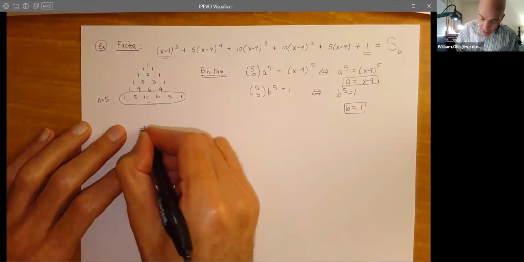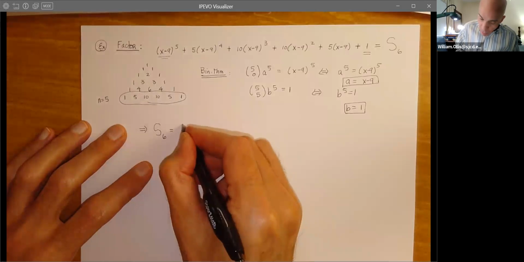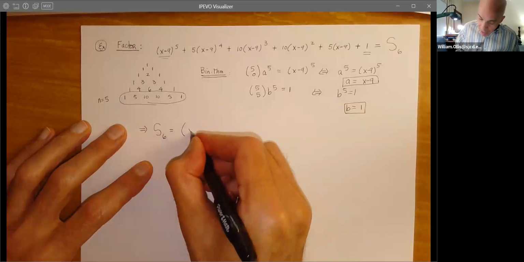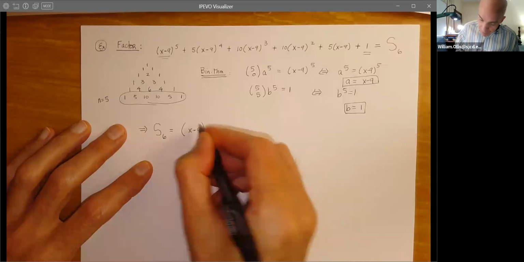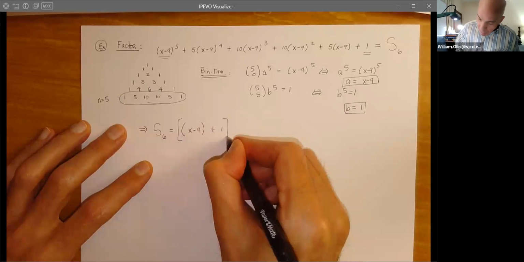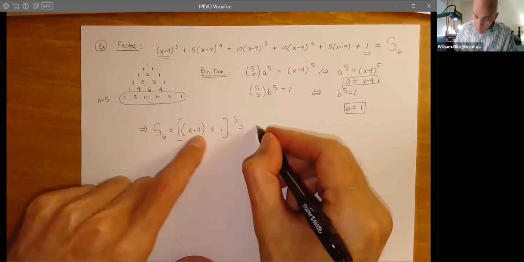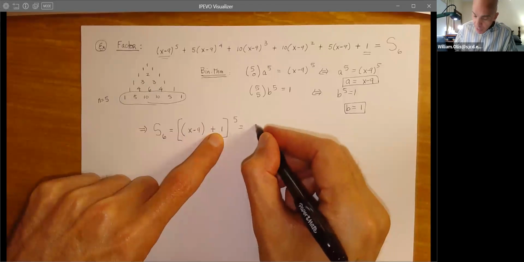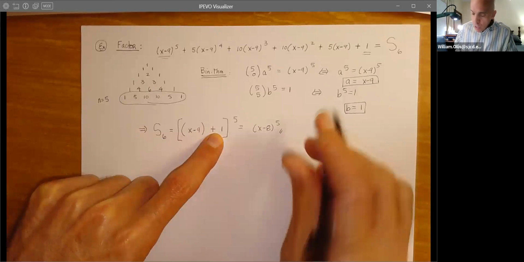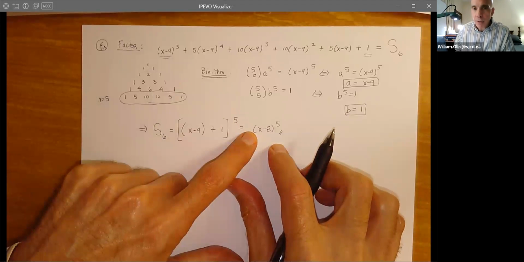So this implies, by the binomial theorem, S of 6 equals what? a plus b, which is x minus 9, plus 1, to the 5th power. But of course, we can reduce, and that'll just be what? A negative 9 plus a 1, so x minus 8 to the 5th. So this would be a factorization of this using the binomial theorem.